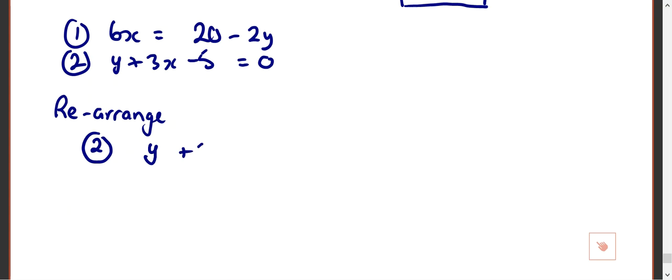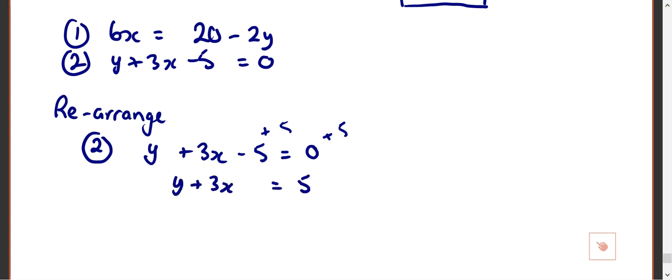Rearranging number 2 will give me, if I add 5 to both sides, y plus 3x equals 5. What do I do next? Minus 3x. Take away the 3x. Gives me y equals 5 minus 3x. Okay. Now what do I do?